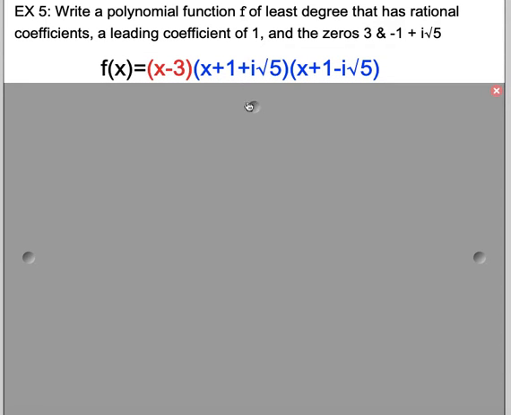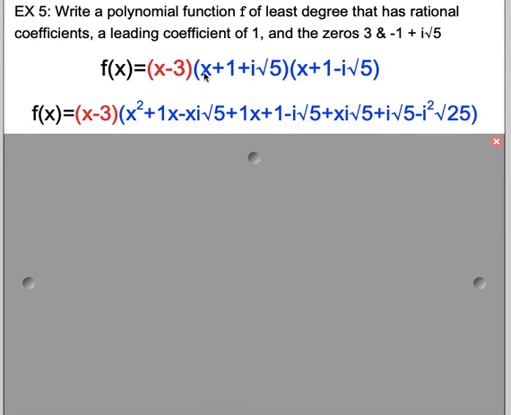So example 5. Write a polynomial function f of least degree that has rational coefficients, a leading coefficient of 1, and zeros at 3 and negative 1 plus i square root of 5. Okay, so 3 would be x minus 3. Negative 1 would be plus 1, but since it's attached, I have to put plus i square root of 5 and minus i square root of 5. Notice this is a whole term. That's why I don't just have negative 1 and then a separate problem. So negative 1 would be positive 1 plus i square root of 5, and 1 minus i square root of 5.